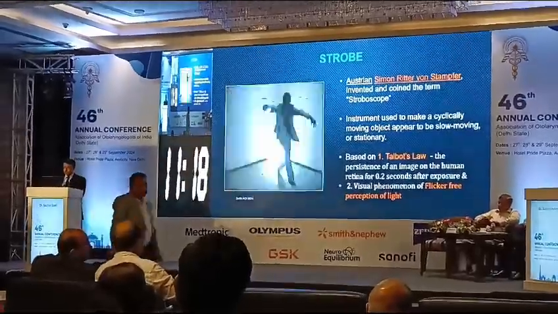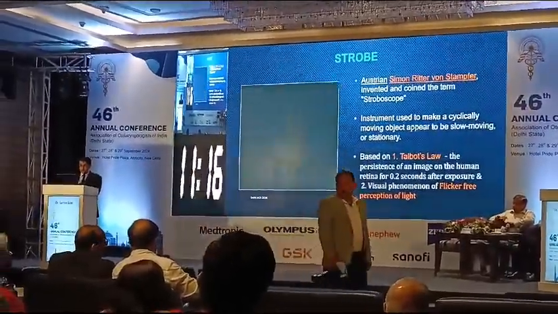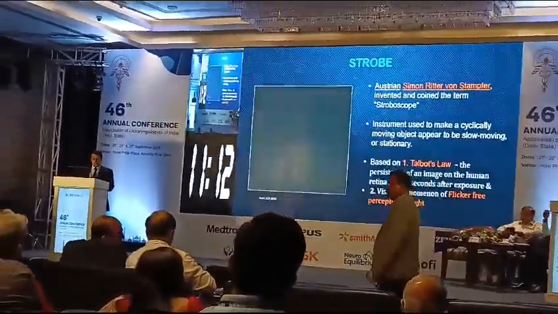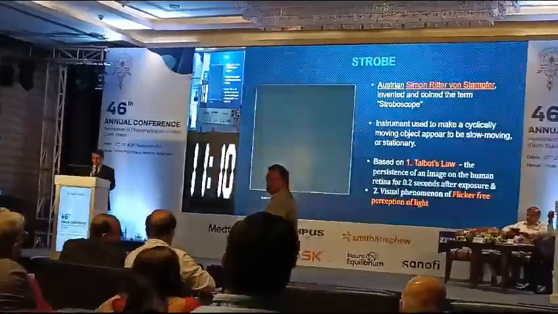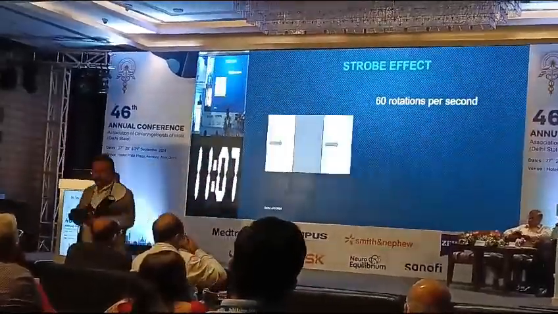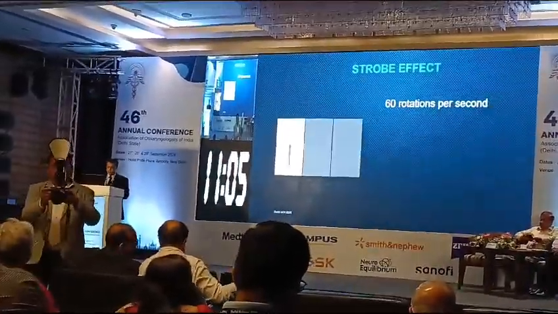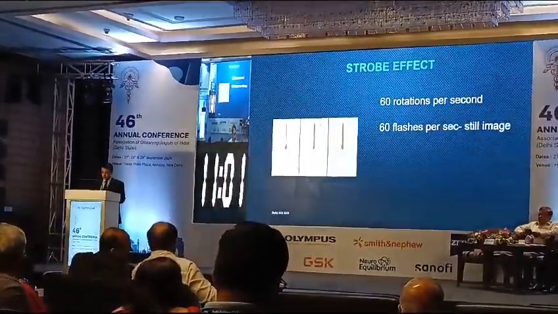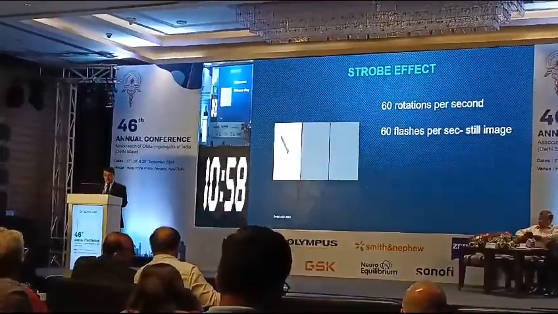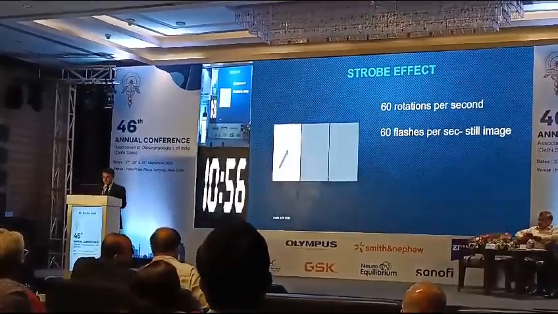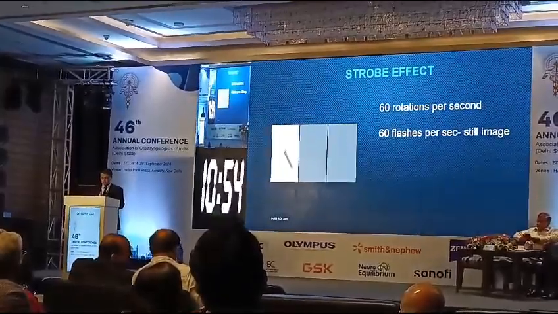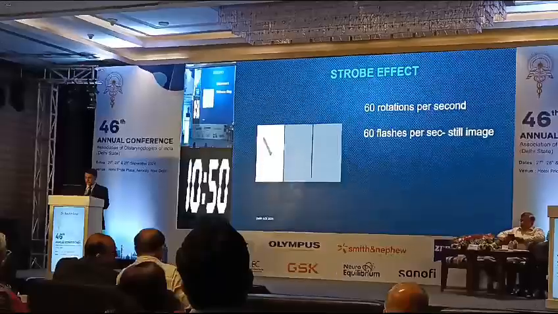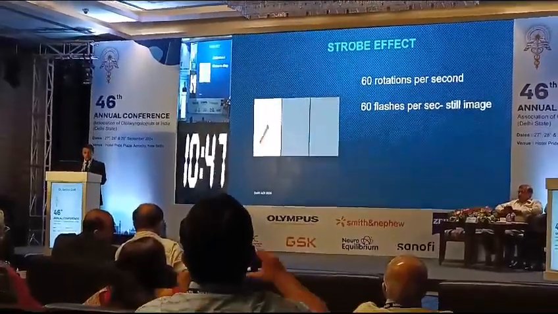It is an instrument which is used to make a cyclically moving object appear slow moving or stationary. The principle is based on Talbot's law and flicker-free perception of light. You can see this arrow. It is rotating at the speed of 60 rotations per second. Now suppose we view this arrow with a series of short flashes at 60 times per second. Each flash will illuminate the object at the same position in its rotational cycle. So in the second image you can see that the arrow appears to be stationary.